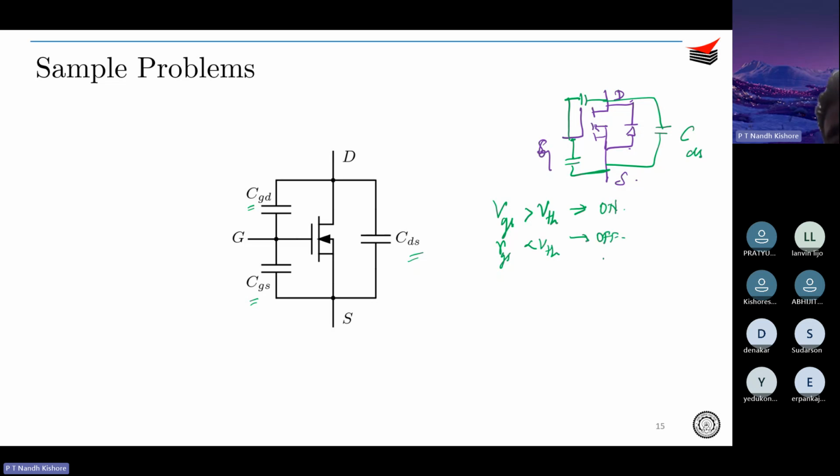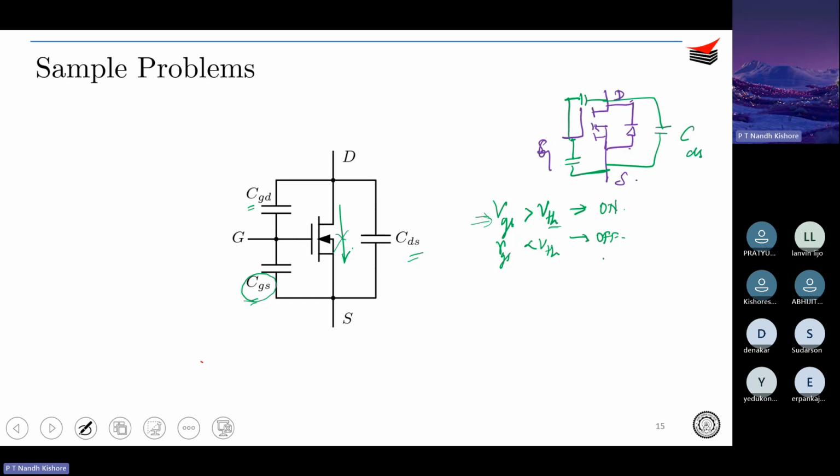Essentially what you're saying is, if VGS is more than V threshold, it means that if the voltage across this capacitor CGS is more than V threshold, then the channel conducts. Okay. And if the voltage of the CGS capacitor is less than V threshold, then the channel does not conduct. Okay. So essentially, these capacitors completely govern the dynamics of how the MOSFET turns on and how the MOSFET turns off.